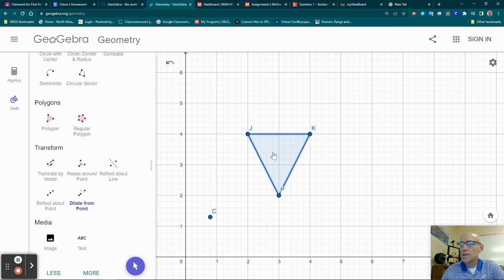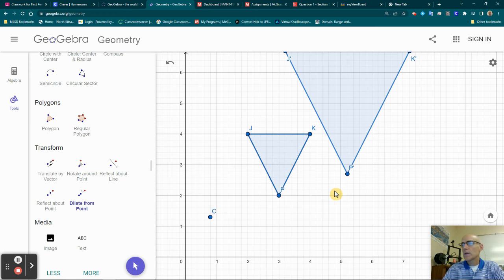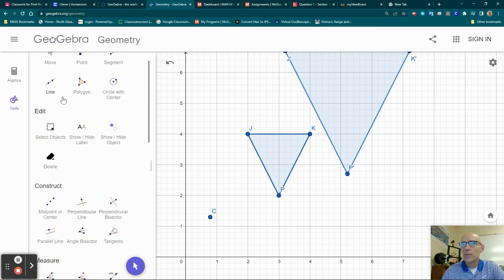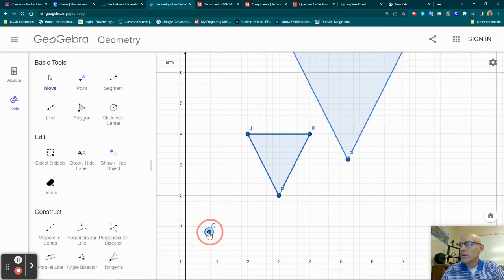So now I can just click inside the triangle, right? And then I'm going to choose the point that I want to dilate around. And I'm going to do a scale factor of 2, okay? And you might say, well, where the heck did you see that scale factor of 2? Well, let me move point C. Oops, I got to choose the move tool.